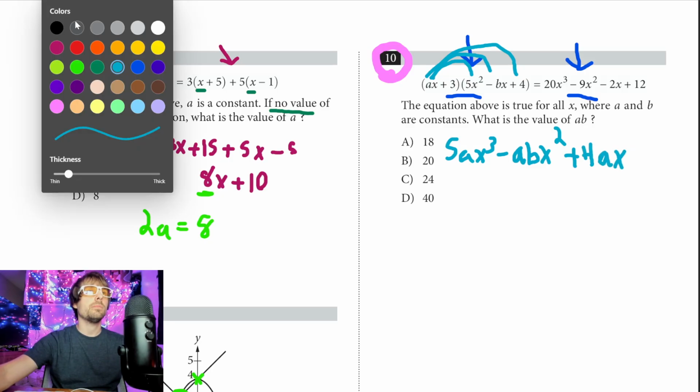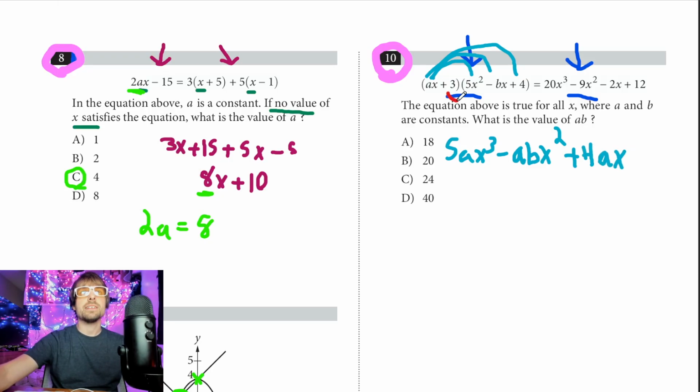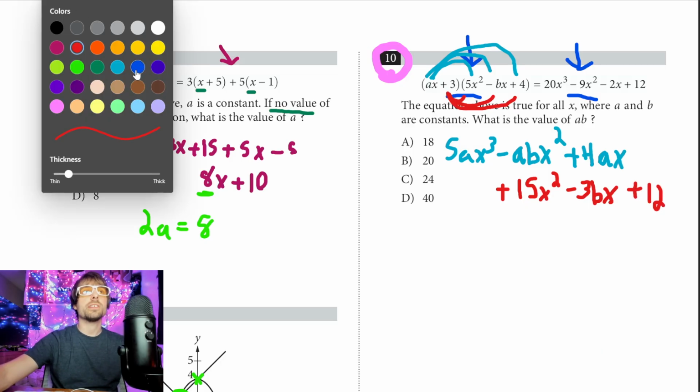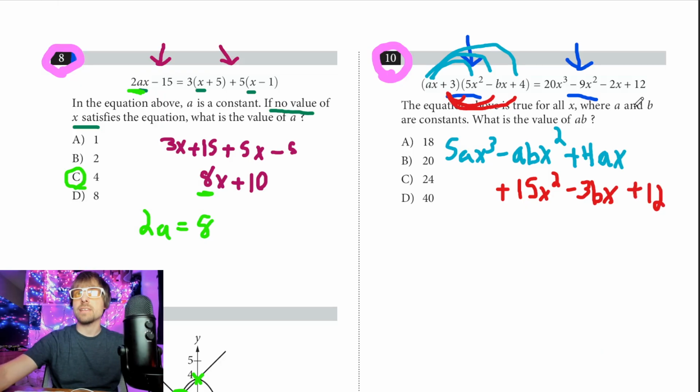And then on the bottom, let's change colors. I see, and again, I'm going to organize this according to my exponent. So it's going to be plus 15x squared, and then minus 3bx, and finally, plus 12. Okay, and then now I want to compare according to my exponents. So it's nice, my constants cancel out.